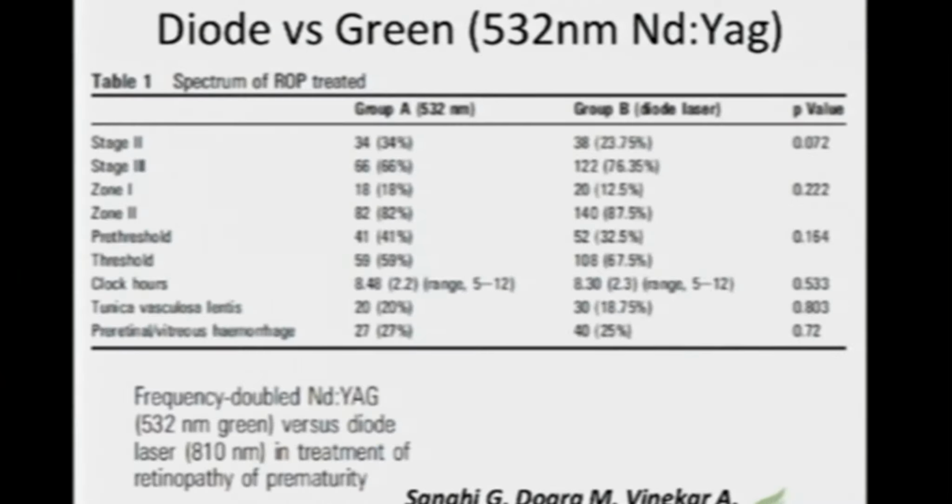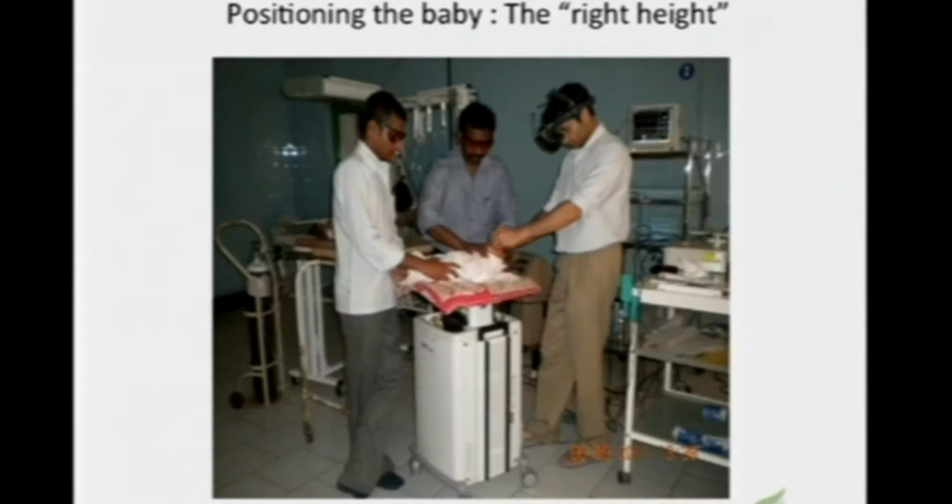Of course, the study showed that the green laser is probably better than the diode, but the important thing is how do you deliver this laser? And I don't mean laser indirect ophthalmoscopy, I mean where do you deliver it? The best place to deliver it is in the NICU by the local specialists.